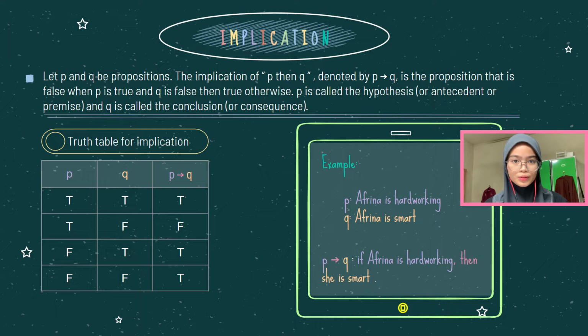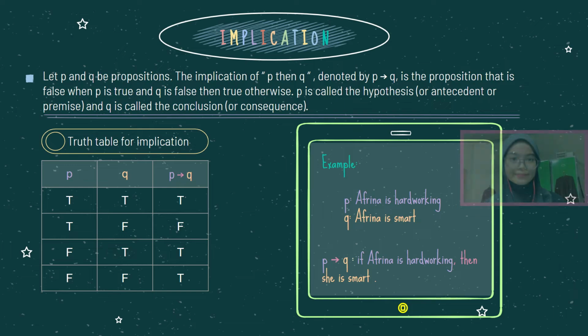The truth table for implication: when P is true and Q is true, then the truth value of P imply Q is true. Same as when P is false, then Q is either true or false, the truth value of P imply Q must be true. But if P is true and Q is false, then the truth value of P imply Q will be false. Example in the form of an English statement: P, Afrina is hardworking; Q, Afrina is smart. Then P imply Q will be: if Afrina is hardworking, then Afrina is smart.